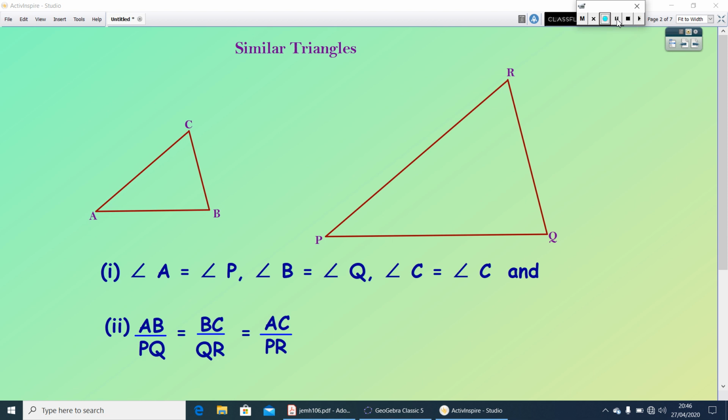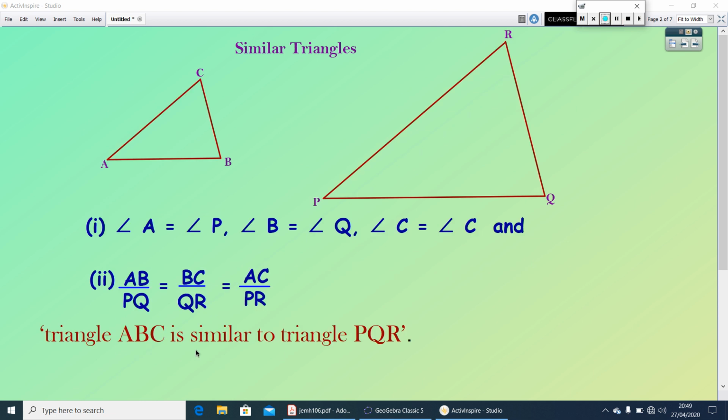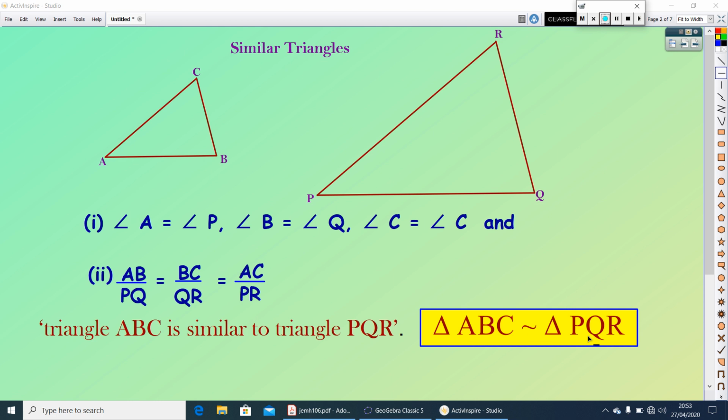The similarity of these two triangles you can represent by using a symbol. Triangle ABC is similar to triangle PQR, that we can represent as triangle ABC similar to triangle PQR. This is the symbol we use for similar. From this notation itself, we can easily find out the corresponding angles and the corresponding sides.